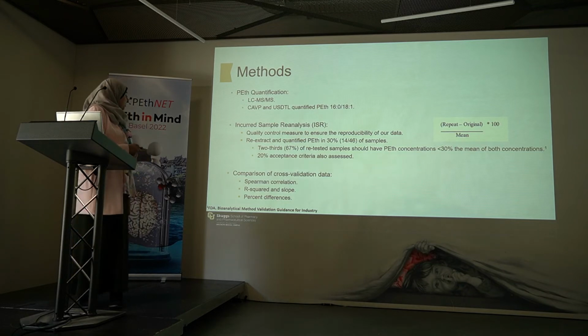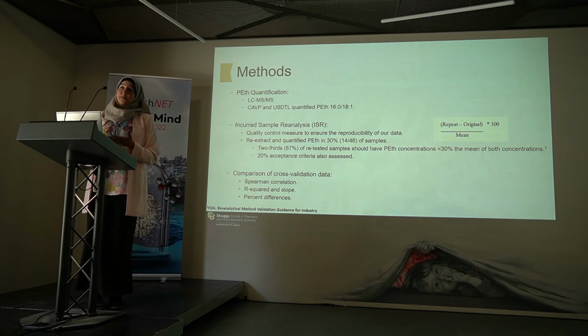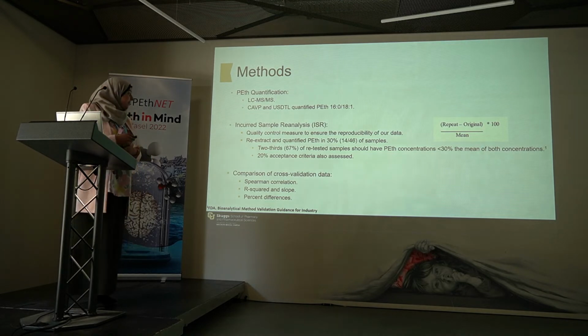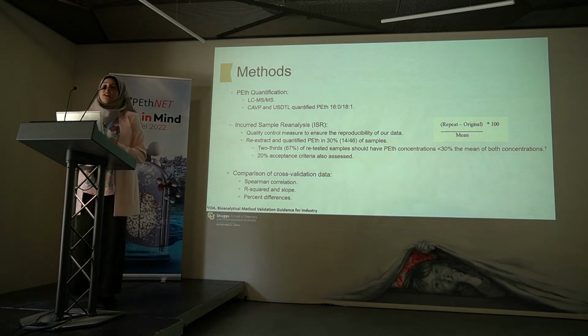And then for the comparison of cross-validation data, we looked at the Spearman correlation, we looked at the R-squared and slope of the trend line that comes when we plot our data versus the USDTL's, and we also looked at the percent differences in concentrations.